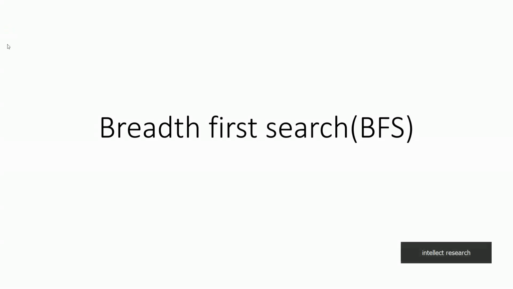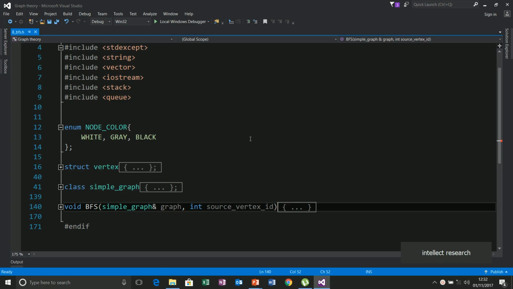Alright guys, in the previous video, we saw how BFS works. In this video, we are going to implement it. Now, to implement the BFS algorithm, I am going to use a variable called color in my vertex class.